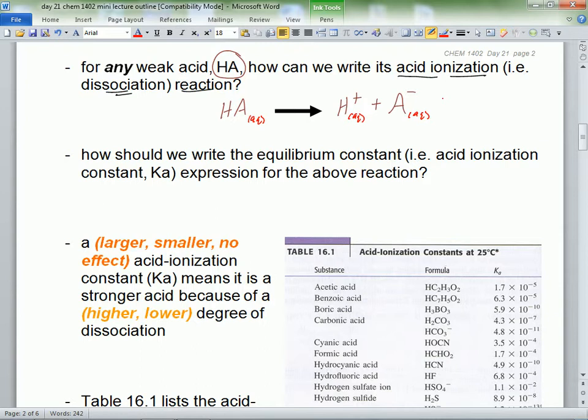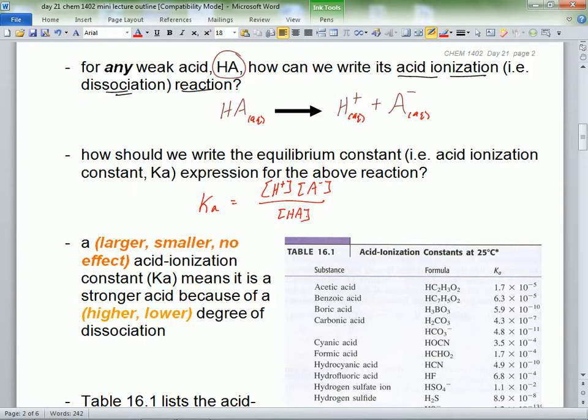Okay. Vivian, how would we write the equilibrium constant? Now we call it the acid ionization constant, or the Ka. How would we write the Ka expression for that reaction? It'd be what over what? H. Now it has to be H plus in what, though? In brackets. And in brackets over HA.